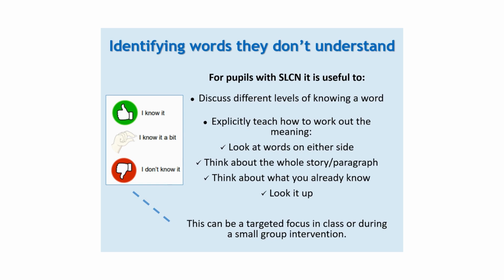Identifying words they don't understand. For pupils with SLCN, it is useful to discuss different levels of knowing a word. Explicitly teach how to work out the meaning. Look at words on either side, think about the whole story or paragraph, think about what you already know and look it up. This can be a targeted focus in class or during a small group intervention.